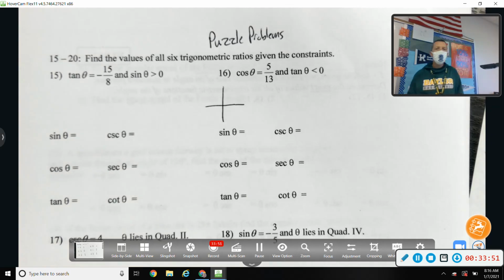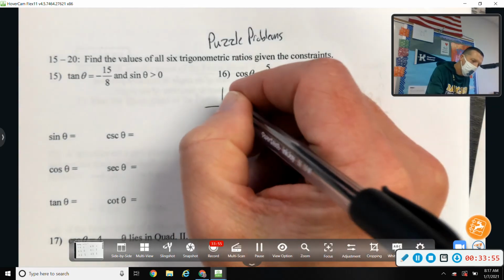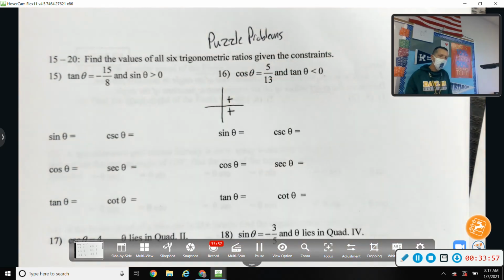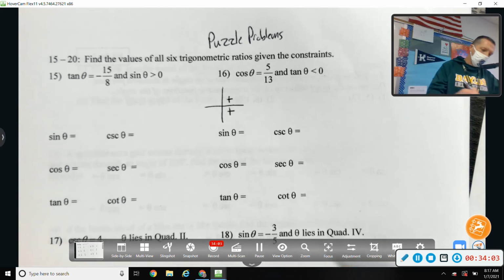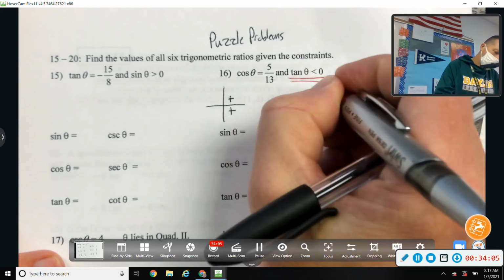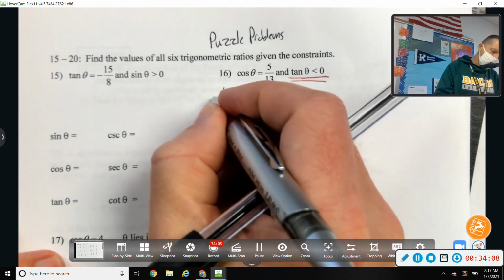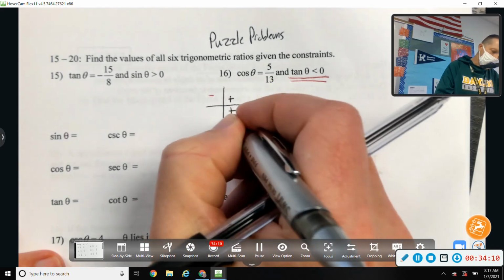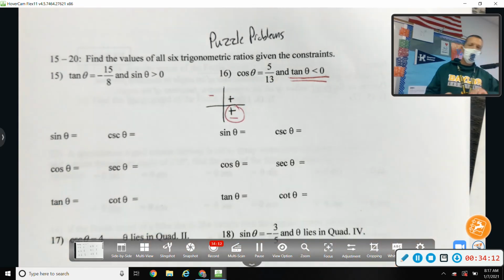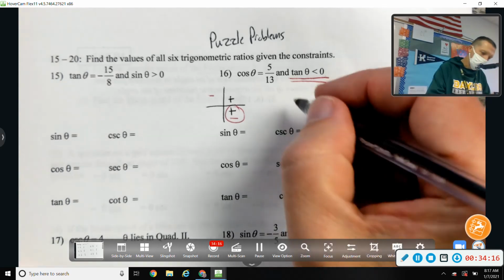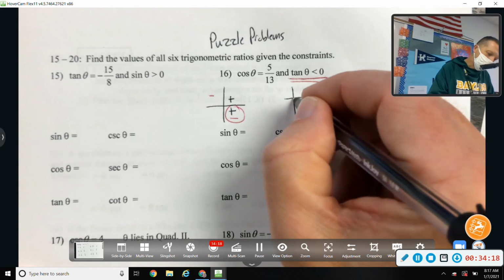Okay, well cosine can be positive in 2 different quadrants. So we could be in quadrant 1 or quadrant 4. But if tangent is negative, let's see, that happens in quadrant 2 and quadrant 4. So we've got to be in quadrant 4. Does that make sense? Kind of blitz through that. So I've got to land in quadrant 4.